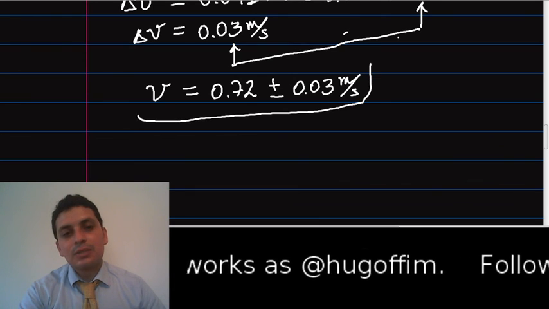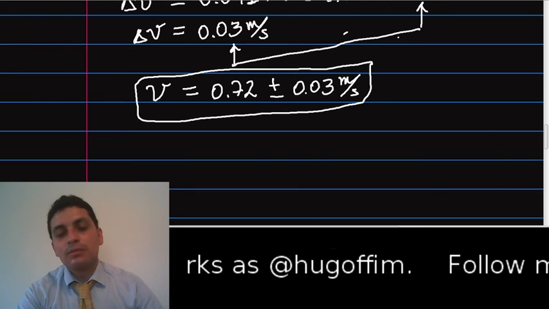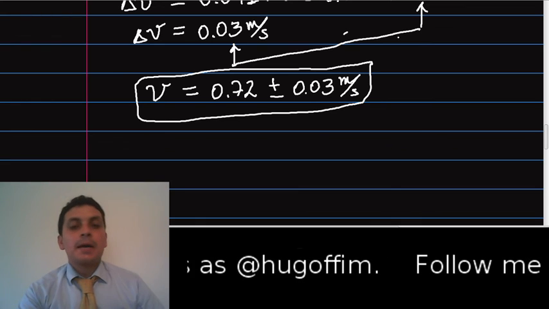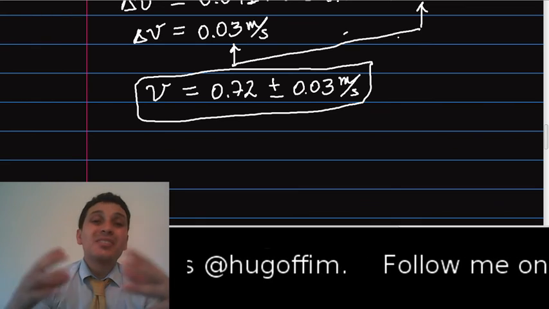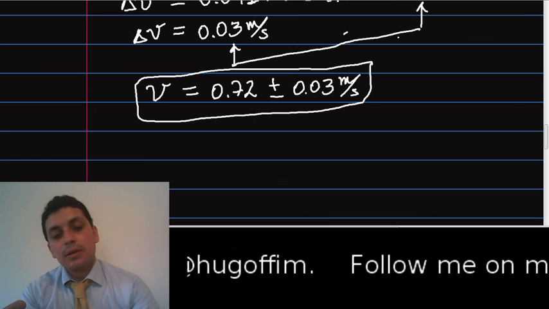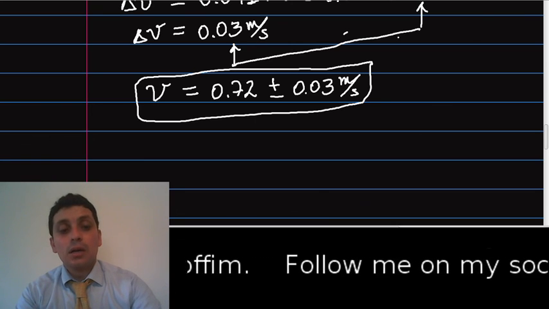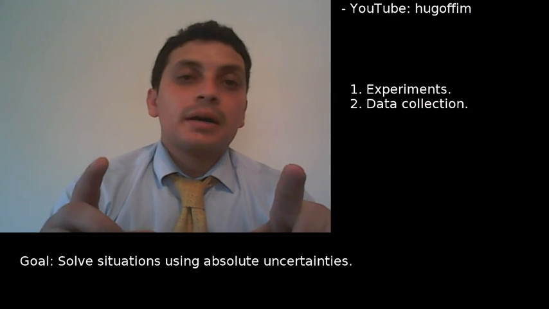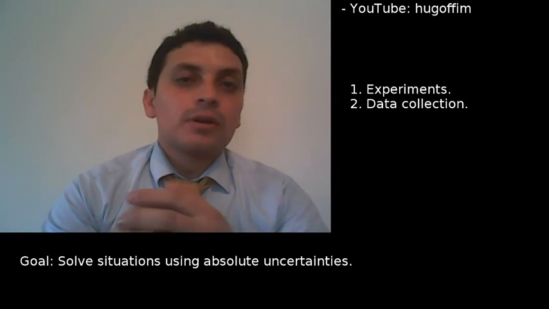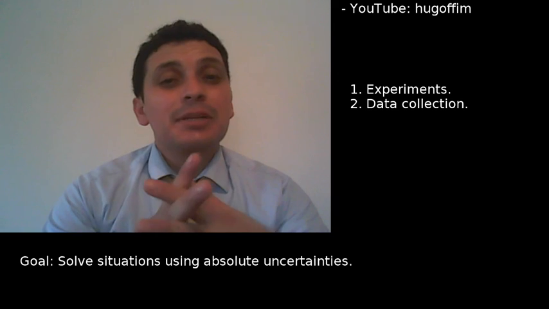And in this exercise we used absolute uncertainties and relative uncertainties, and we determined the uncertainty by using the rules for uncertainties. So I hope that this video helped you.